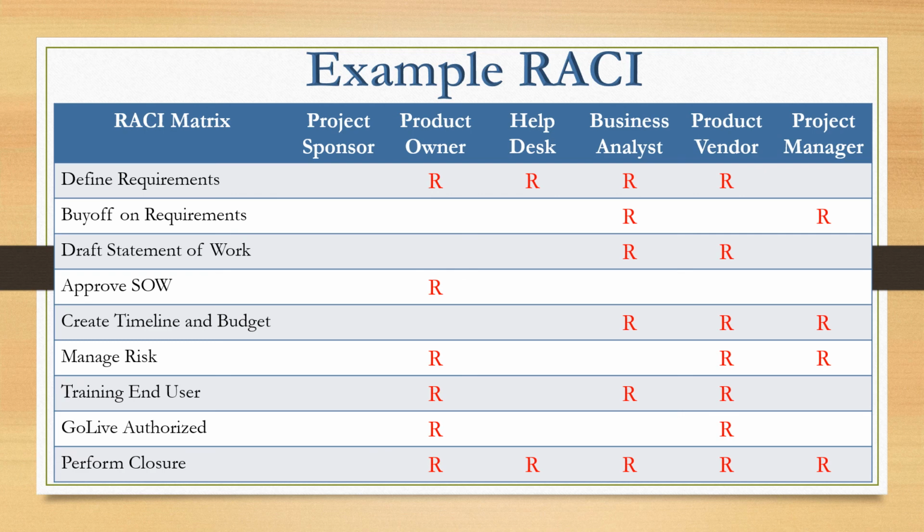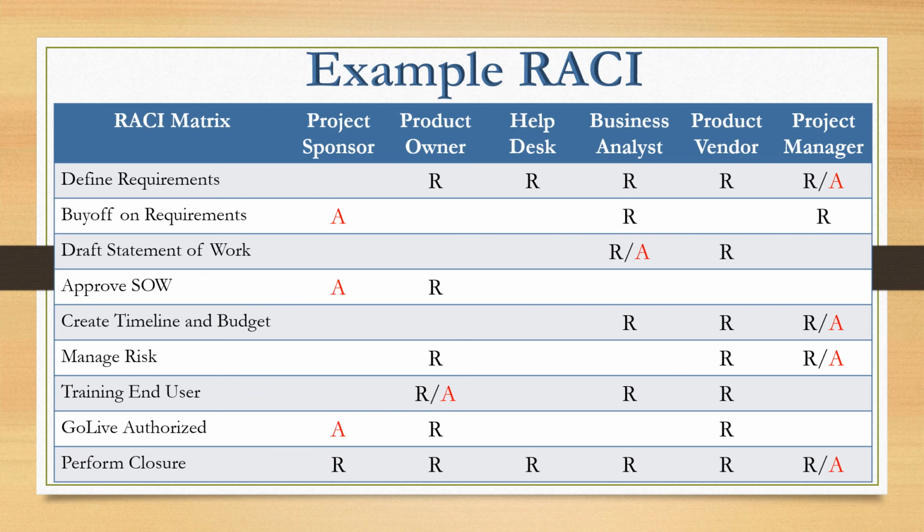So first of all, you identify all the people who are doing the work. For defining the requirements across the first row, the product owner, the help desk, the business analyst, and the product vendor are all responsible for helping to define requirements. So you put an R and you continue all the way down, identifying all the people that are actually doing the work. There are multiple R's per activity, but this means that many hands make the work light as the team works collectively to accomplish the task.